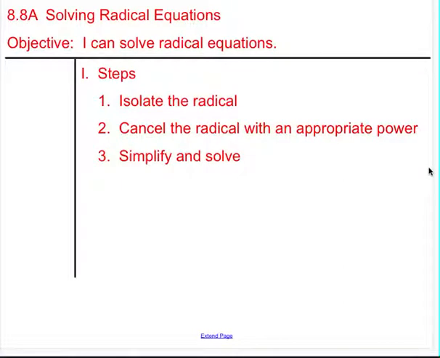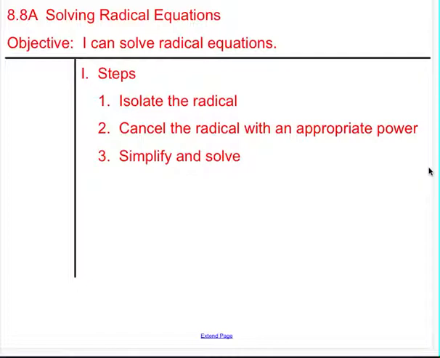Solving radical equations. So the steps for solving radical equations are to first isolate the radical. So normally in solving an equation, your goal is to isolate the variable. Well, in order to do that, we first have to isolate the radical. And then we'll cancel the radical with an appropriate power.